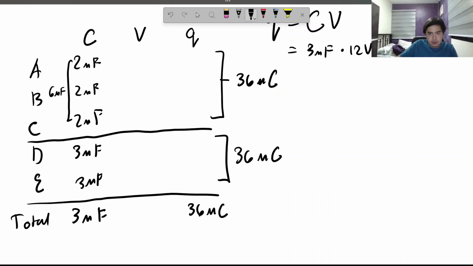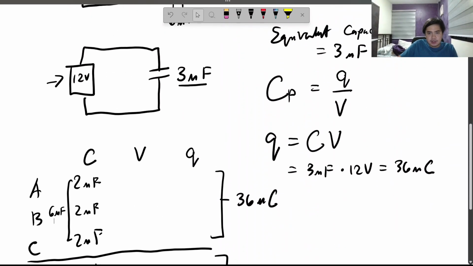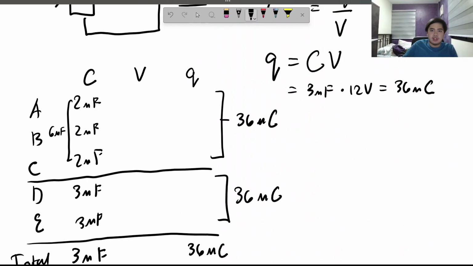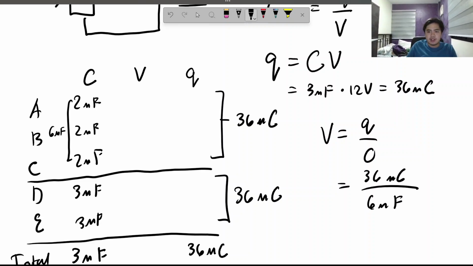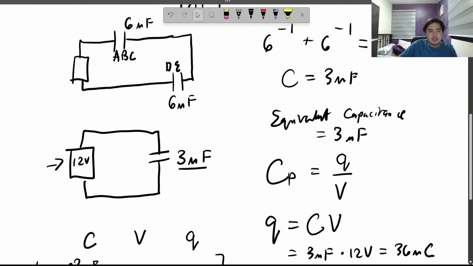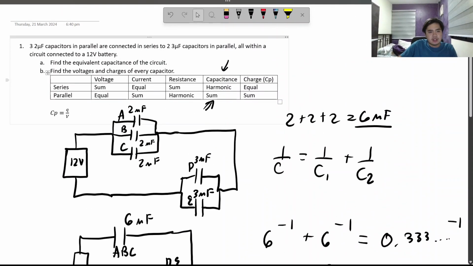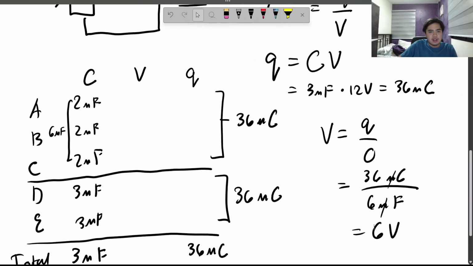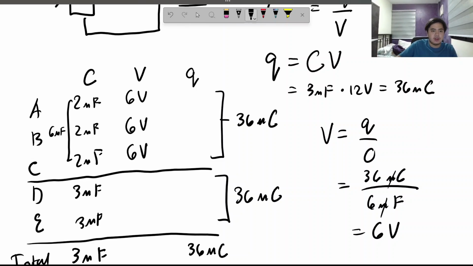Okay. So the formula again is Q equals CV, but we can arrange that so we can get the volts. That will be Q over C, charge over capacitance. The charge we have is 36 microcoulombs, and the capacitance we have is 6 microfarads. This will give us 6 volts. The micro and the micro cancel each other out, leaving us with volts. And volts in parallel are equal. As it says right here, voltage in parallel are equal. So we can put 6 volts all around here.